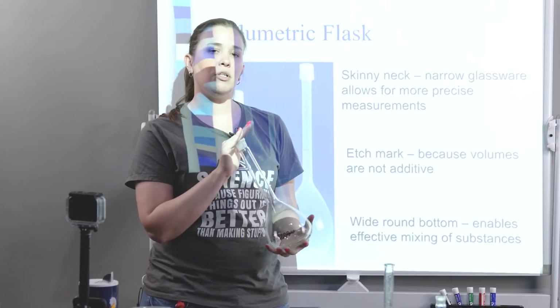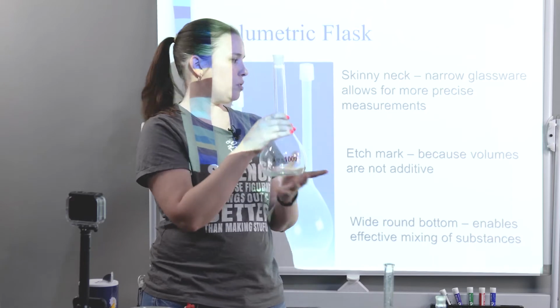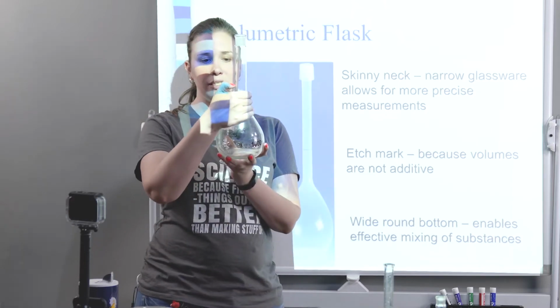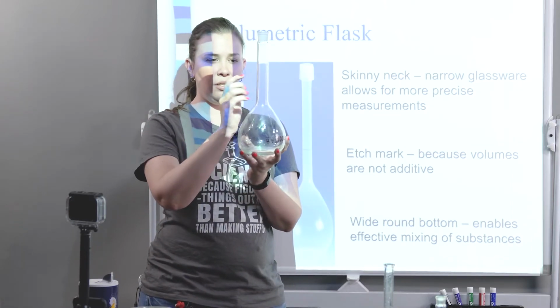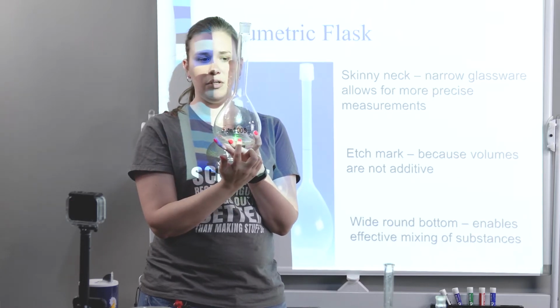Then we're going to want to be real careful about measuring the final volume, which is why these are only designed to measure one volume. The one volume is going to be marked with something called an etch mark. It is literally etched into the glass. That marking is the one marking that tells you you have the set volume.